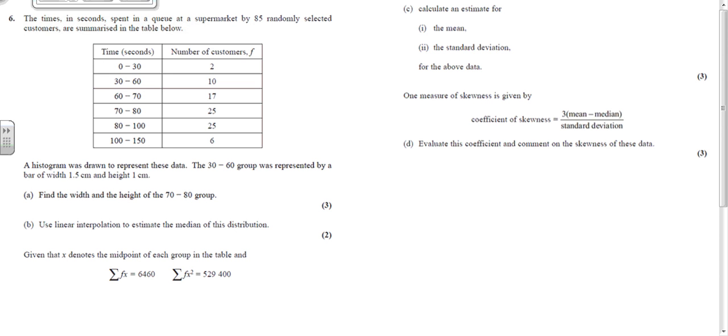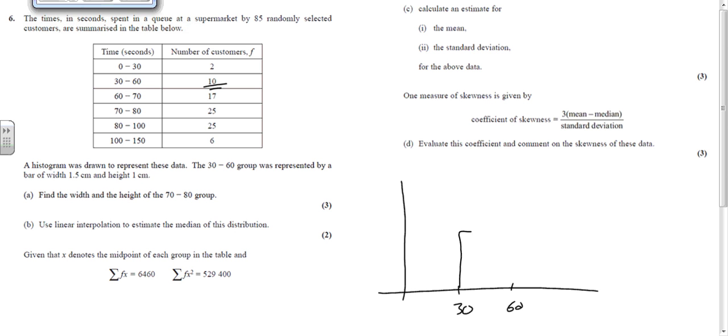Again, same question. And this one was the 2014 paper on the same topic. So if we have a look at this one, we've got the 30 to 60 group. So again, let's do a little diagram. So 30 to 60, that has got a frequency of 10, which means that the area of that bar has got to be 10. So if the width is 30, and then the area's got to be 10, therefore that's going to be a third.